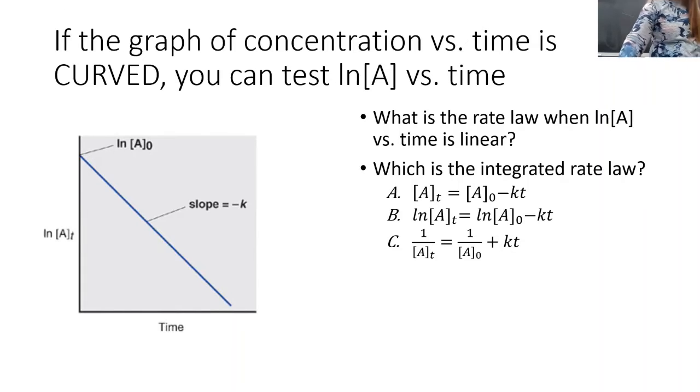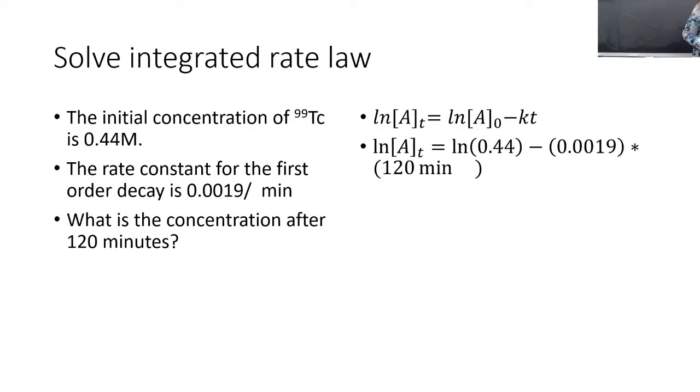Okay, now let's try a practice calculation. So we did first order reactions on Friday. Let's try one more first order. And I've picked the equation for you, so you don't have to pick it out. Initial concentration of technetium-99 is 0.44 molar. The rate constant for the first order decay is 0.0019 per minute. What is the concentration after 120 minutes?